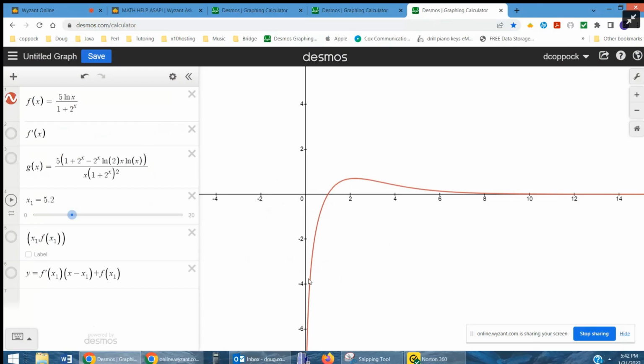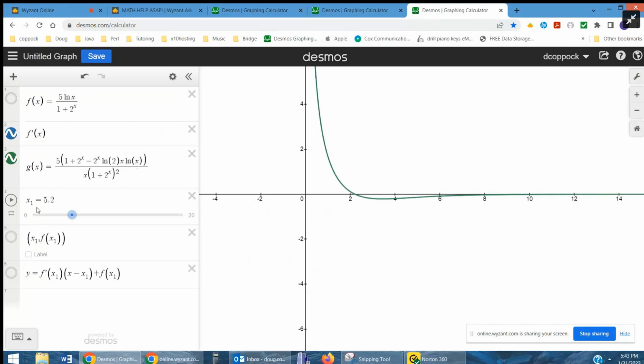Notice that x has to be greater than 0 because you can't take ln of a non-positive number. Here's f prime. And here's g of x, which is what we're going to see on the whiteboard, and it matches. So that looks like the answer right there. The question is, how do we get it?